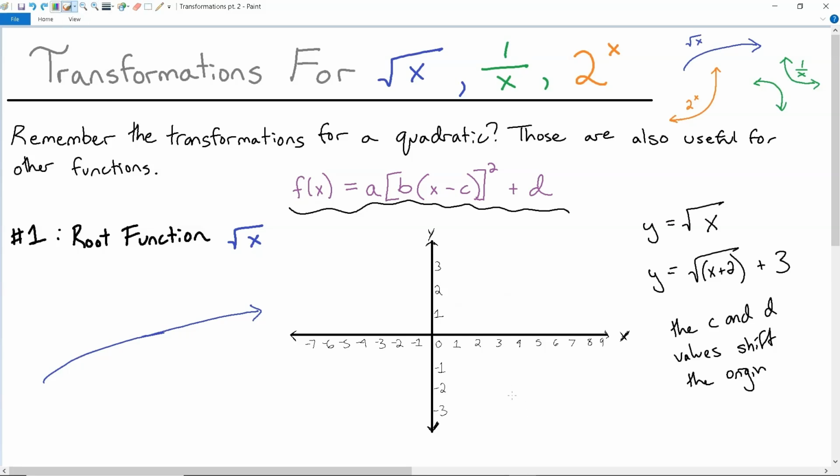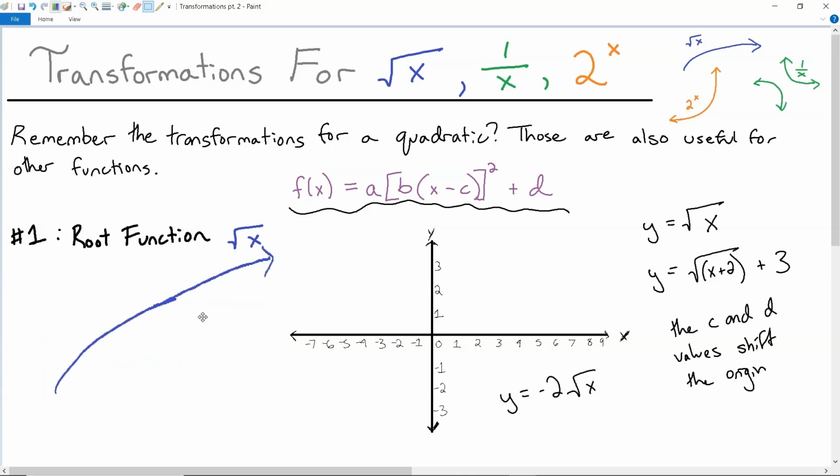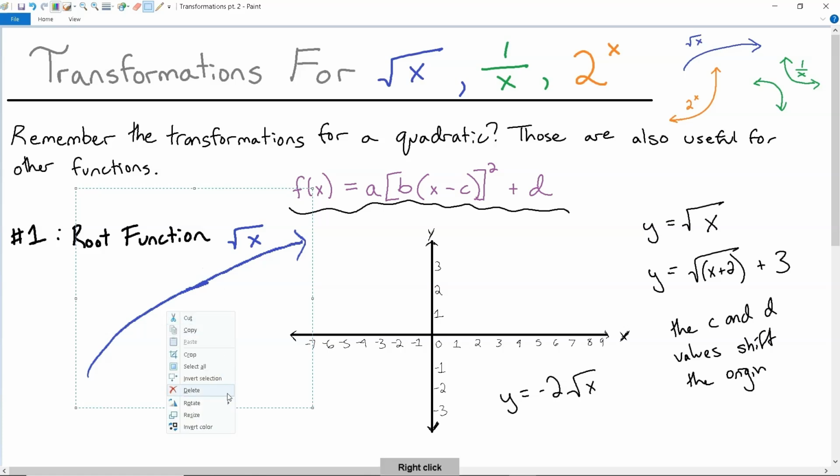What about the stretches, compressions, and reflections? Let's say I put a -2 for my a value. What is that going to look like? Well, we know the a value represents a stretch or compression. In this case, we have a stretch by a factor of 2, so that's going to look like this. But then we have a reflection. It will be a vertical reflection, and that's going to look something like this.